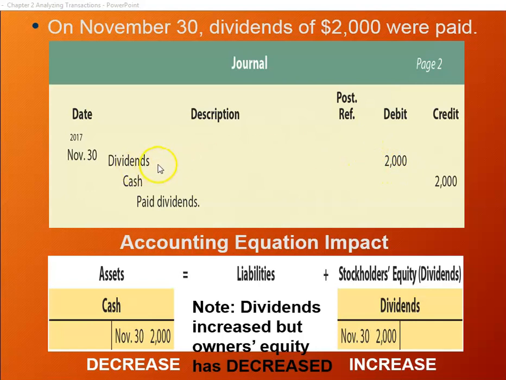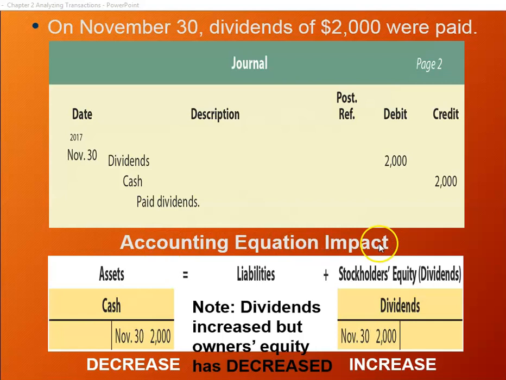Now, dividends are not an expense. Dividends are not an asset. They are merely the flip side of the transaction when an asset goes down. So because cash is going down and we use a credit, dividends go up with a debit by default.